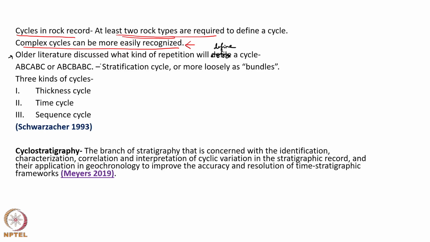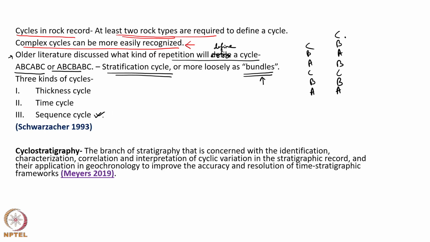There is older literature that discusses what kind of repetition should be called a cycle. Should it be ABC, ABC, or should it be ABC, BA, BC? The stratification cycles have been loosely called bundles. This is a new term for the students. Three kinds of cycles can be thought about. Sequence cycle, where the rock types are varying, say AB, AB in this way.